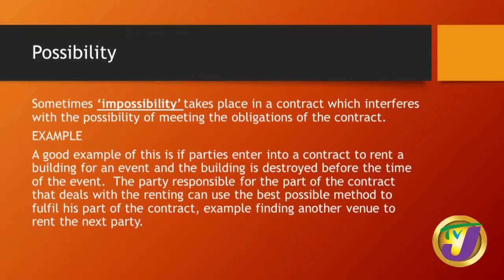Let's look at an example of this. A good example is if parties enter into a contract to rent a building for an event and the building is destroyed by fire before the time of the event. The party responsible for the part of the contract that deals with the renting can use the best possible method to fulfill his part of the contract, for example, finding another venue to rent to the next party. So there are cases of impossibility, but whatever is agreed upon, there must be a possibility of those terms being fulfilled.